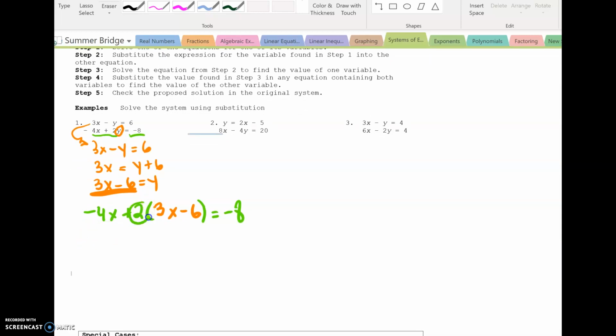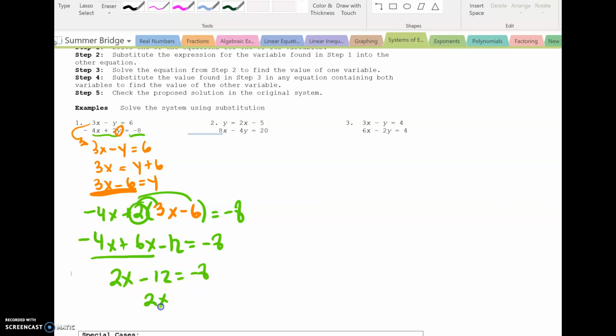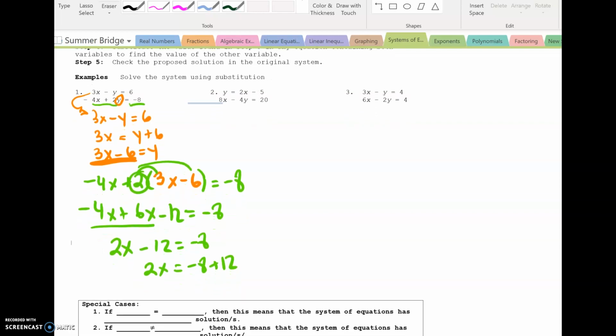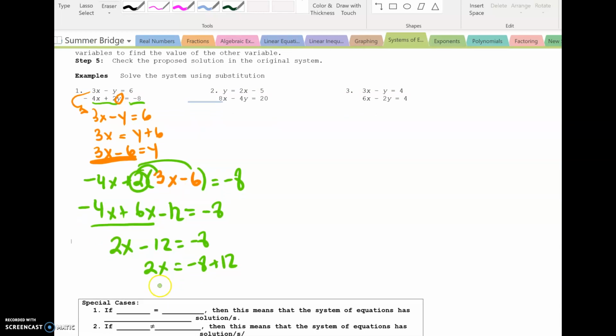So now I'm going to distribute the 2. So I have negative 4x plus 6x minus 12 is equal to negative 8. I'm going to combine my like terms, so 2x minus 12 is equal to negative 8. I'm going to add 12 to both sides. Negative 8 plus 12. So I have 2x is equal to 4.